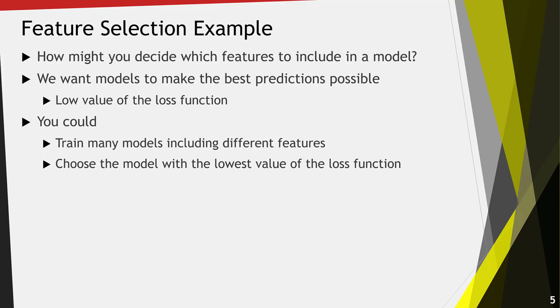We want models to make the best predictions possible. And what this means is a low value of the loss function because it embodies our preferences over prediction errors. So what you could do is train many models, including many different features, in this case, many different orders of polynomials of high temperature, and then choose the model with the lowest value of the loss function.